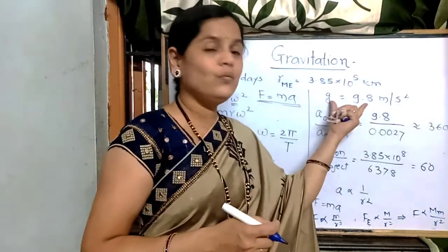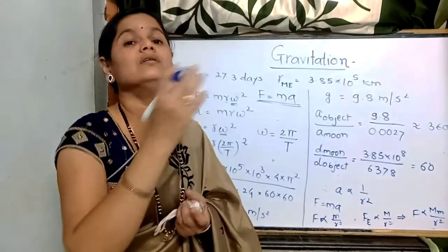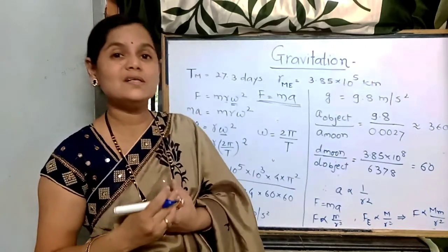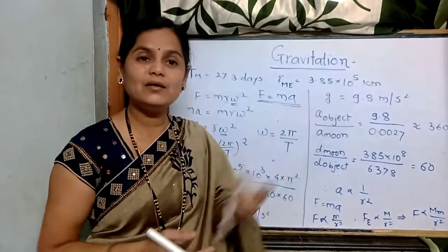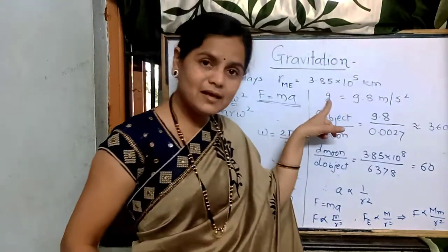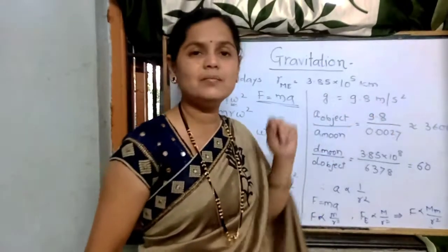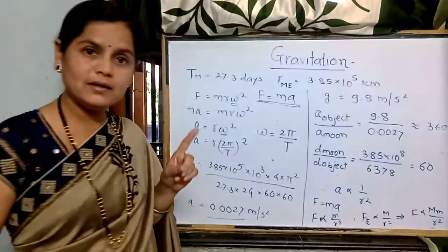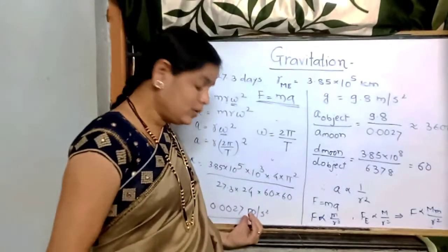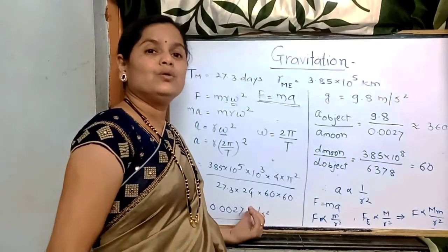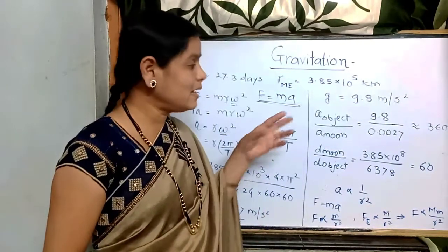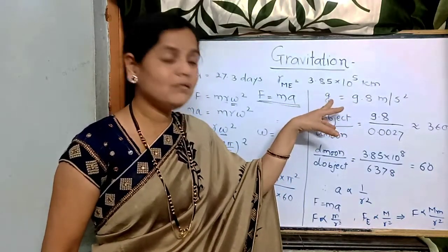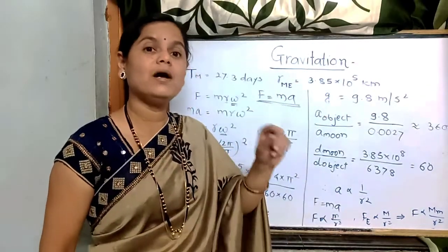We know that whenever any object near the surface of the earth falls, it is attracted towards the earth with an acceleration equal to the acceleration due to gravity, 9.8 meter per second square. If we compare these two values, what does it mean? This value, the acceleration of the moon towards the earth, is much less than the acceleration experienced by an object.